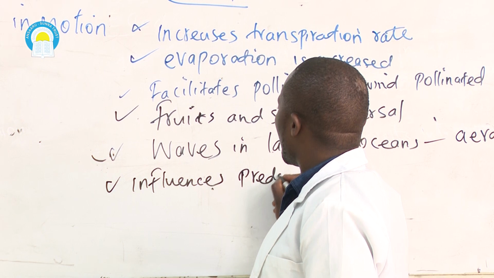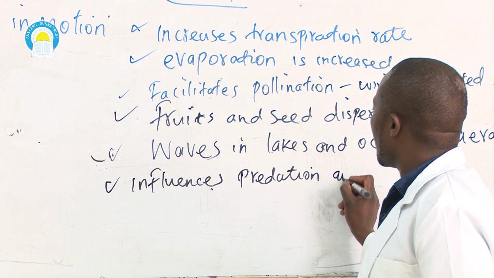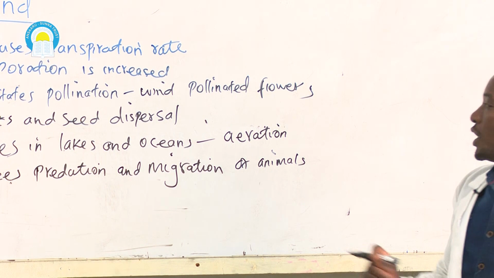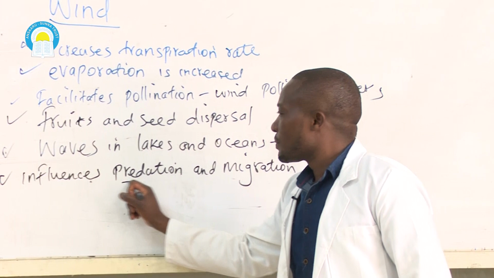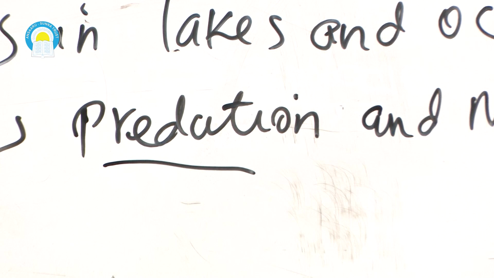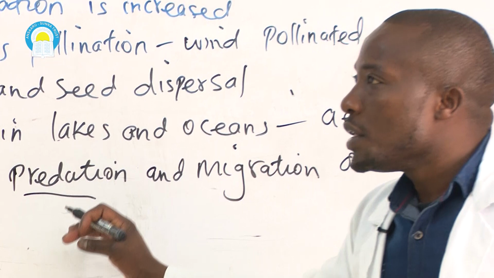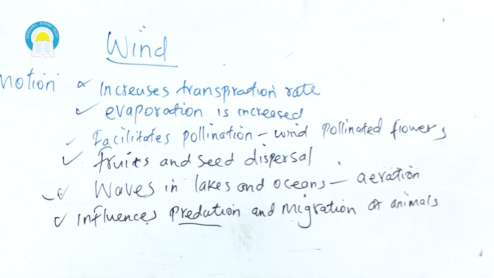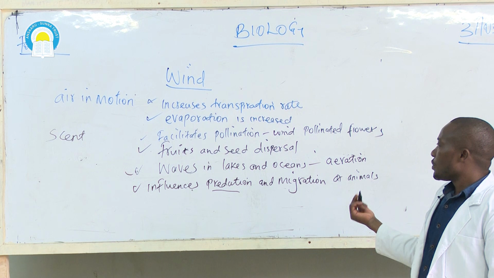Wind influences predation and migration of animals. How? When we talk about predation, we said predation is a form of biotic factor, where one organism called the predator hunts and kills another one called the prey. So wind assists in the location of the scent, or the smell, of either the prey or the predator. So the animal can follow where the scent is coming from because of wind. Migration: animals can migrate due to following that scent.